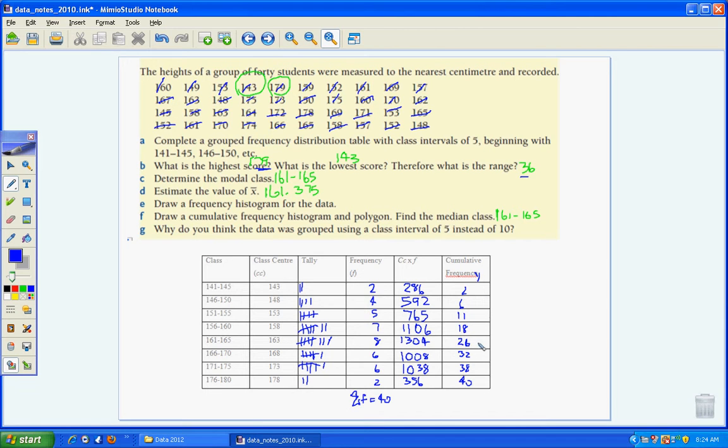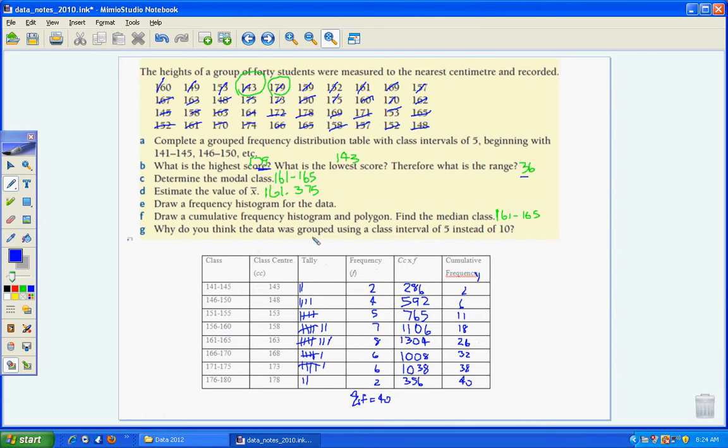I've done a cumulative frequency table, included that in my table, and found that my 20th score was in the 165. Sorry, the 19th and 20th scores were in the 161 to 165. And so, seeing they're both there, it must be 161 to 165.